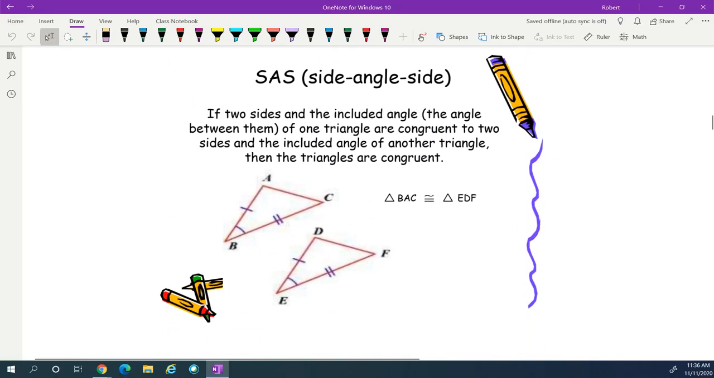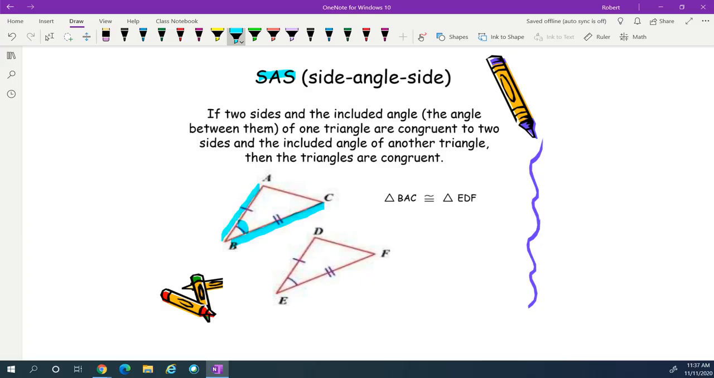Our second example, SAS. Well, S stands for side and A stands for angle. Now, the order of these letters is really important. Look in the picture. It is the angle that sits between the two sides. So SAS: two sides, and it's the angle sitting right there in between them. So the order of the letters matters. SAS, side, angle, side.